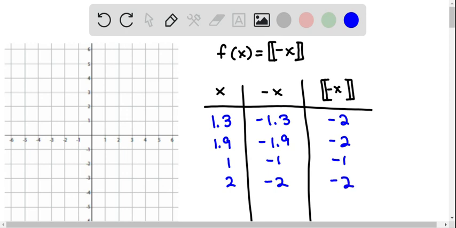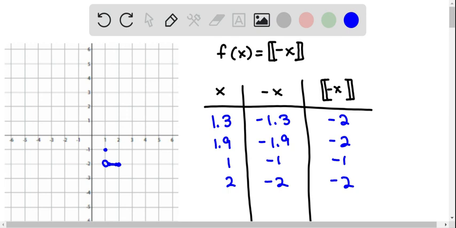So let's start by plotting those points. If x is 1.3, we get negative 2. If x is 1.9, we get negative 2. If x is 1, we get negative 1. If x is 2, we get negative 2. So we're looking at something like this.